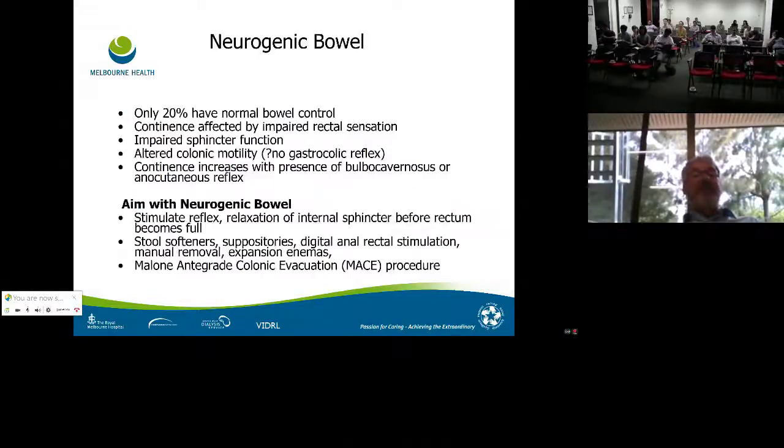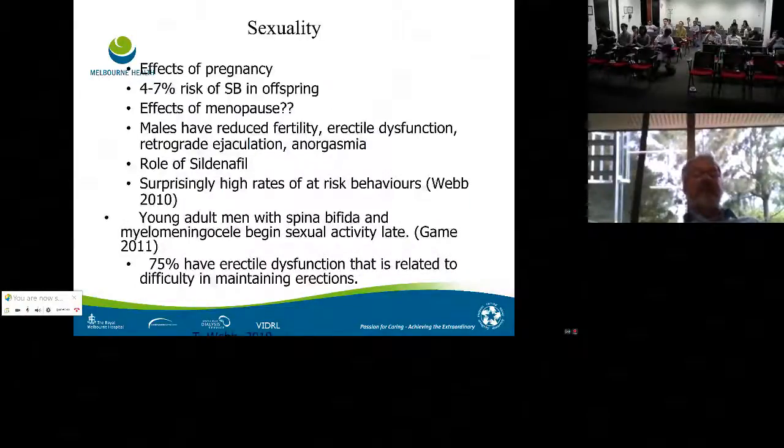That 4 to 7% risk of spina bifida in offspring has been quoted, although it's questionable as to whether it is that high. I've already talked about the surprisingly high rate of at-risk behaviours, and 75% of males, according to GAME in 2011, have erectile dysfunction.